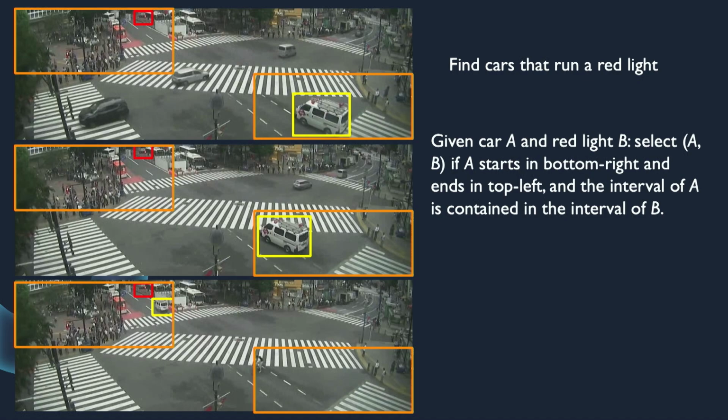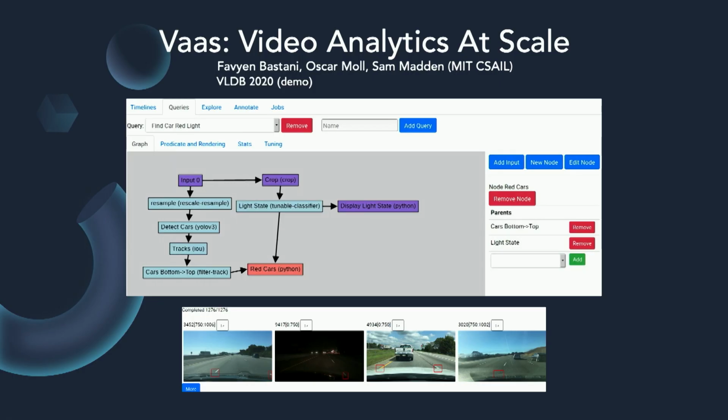All right, so these are the kinds of bounding boxes that you would express. What we've done is we built up this little language, a system called VAS, Video Analytics at Scale, that allows you to express these kinds of predicates. I'm not going to go through the details of the programming model, but it's not SQL, it's this kind of boxes and arrows of detections.